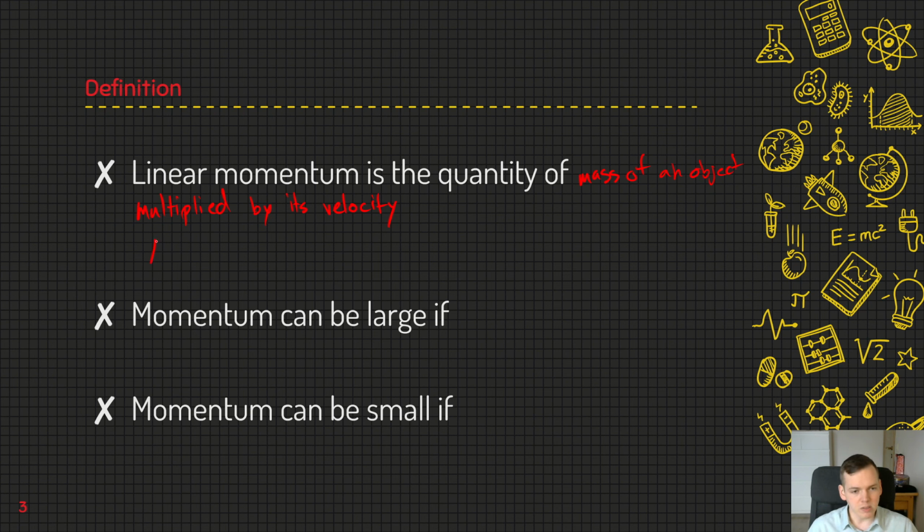So in other words, we're going to say that p equals mv. p is the variable that we use for momentum, a lowercase p. And the units for momentum are what you'd expect just from looking at them, kilograms times meters per second. So that's the definition of momentum. It's just mass times velocity. So if an object's moving and it has mass, it has momentum.